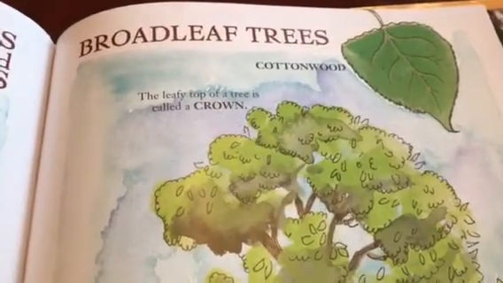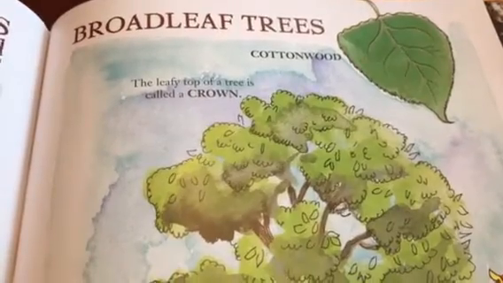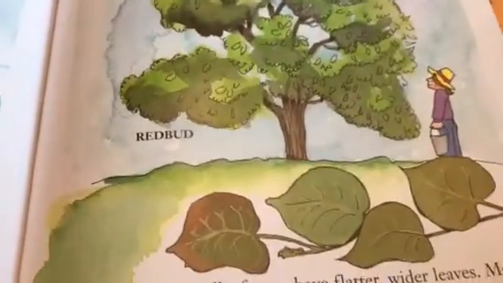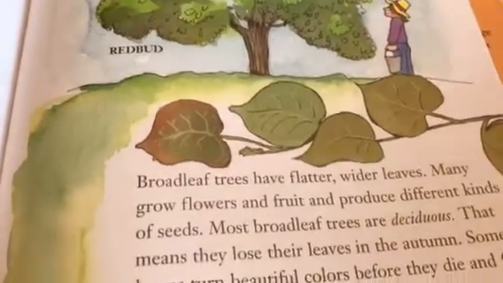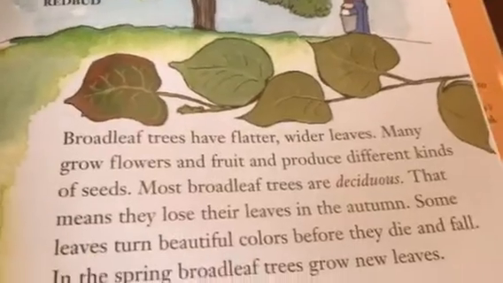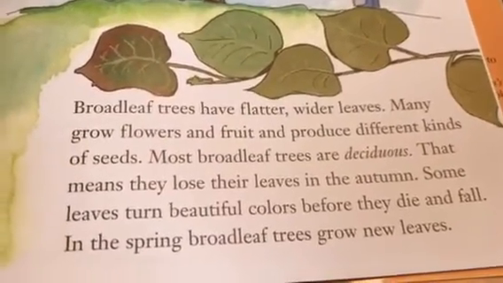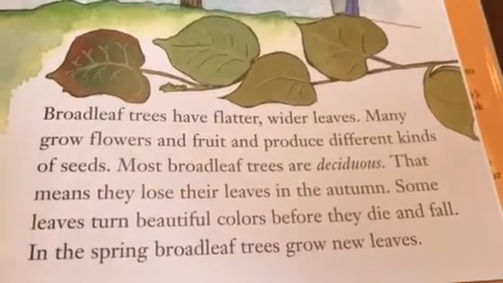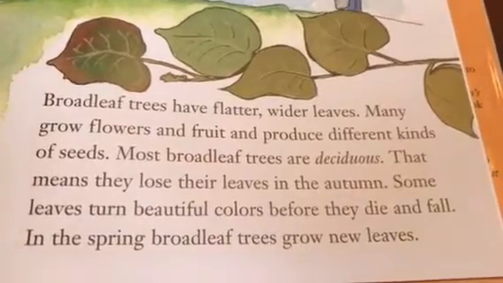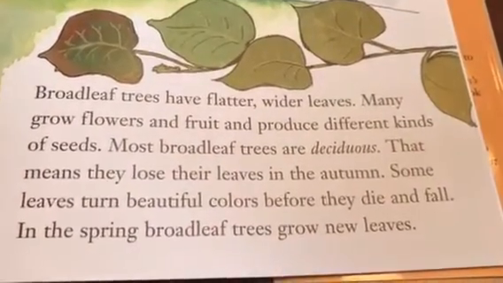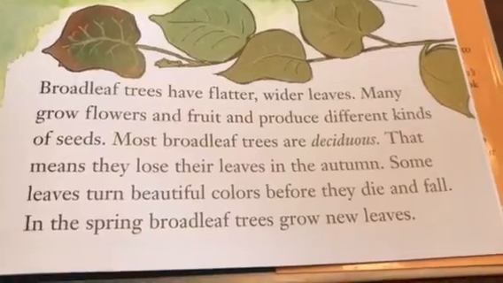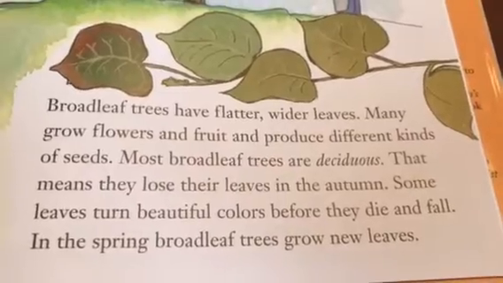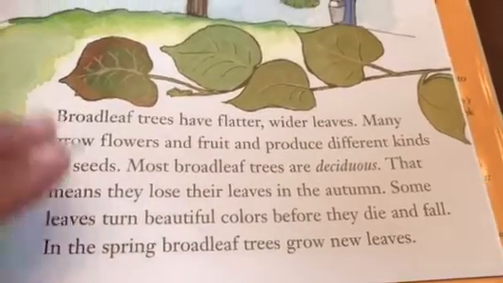Broadleaf trees. The leafy top of a tree is called a crown. Broadleaf trees have flatter or wider leaves. Many grow flowers and fruit and produce different kinds of seeds. Most broadleaf trees are deciduous. That means they lose their leaves in the autumn. Some leaves turn beautiful colors before they die and fall. In the spring, broadleaf trees grow new leaves.